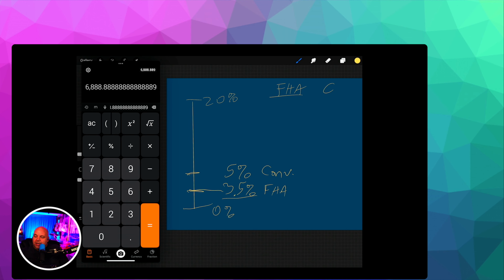FHA, let's just talk about that versus conventional. FHA allows for a lower down payment. Conventional tends to be no lower than 5%. Conventional requires a higher credit score. Got to have better credit. Conventional, if it's less than 20% down, requires private mortgage insurance, but you can cancel it once you hit that 20% equity. Does that make sense when I say that? I'll explain that in a minute.